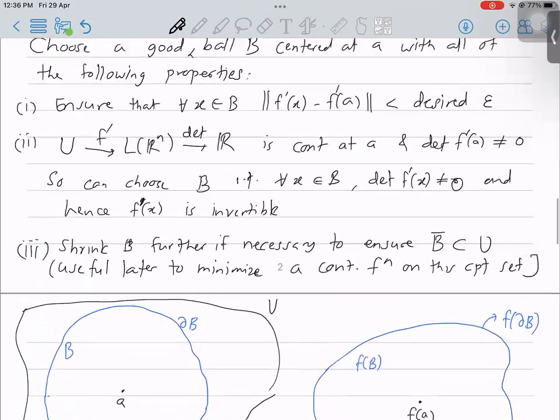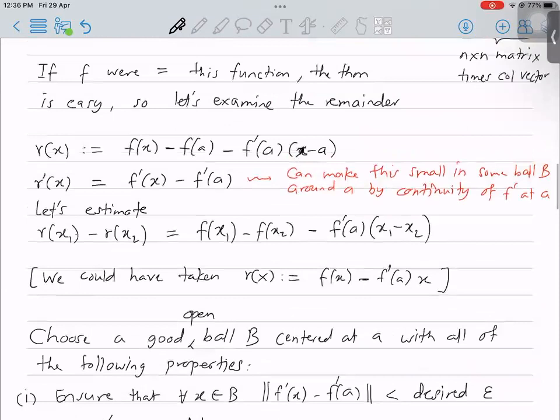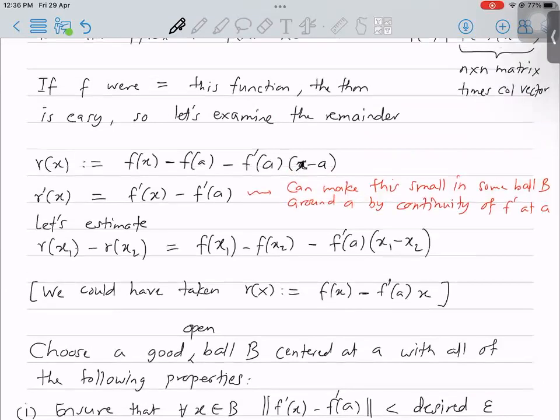And we have set the scene enough for the sake of injectivity. So let us see where we were. I found this remainder function and I want to see the differences in the remainder function. So R of x1 minus R of x2. So that is what I want to estimate. But now notice what is going to happen. I'm going to estimate this on the ball. Now the ball is a convex set.